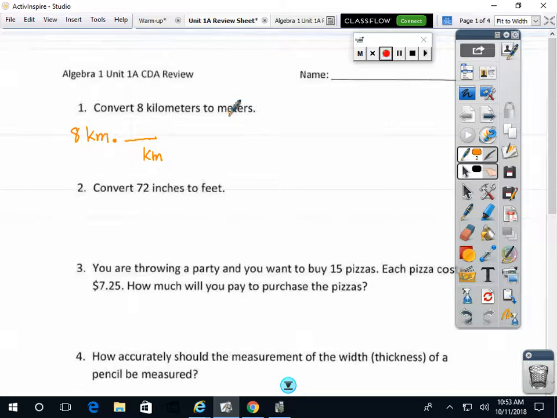1 kilometer is what? 1,000 meters. Very good. So I would write 1 kilometer is 1,000 meters. Okay, then I would say kilometers over kilometers cancels out, leaving just meters, which is good because that's what they want your answer to be in. I would then multiply the 8 times 1,000 to get 8,000, and then the bottom is just 1, so that would just be 8,000 meters.